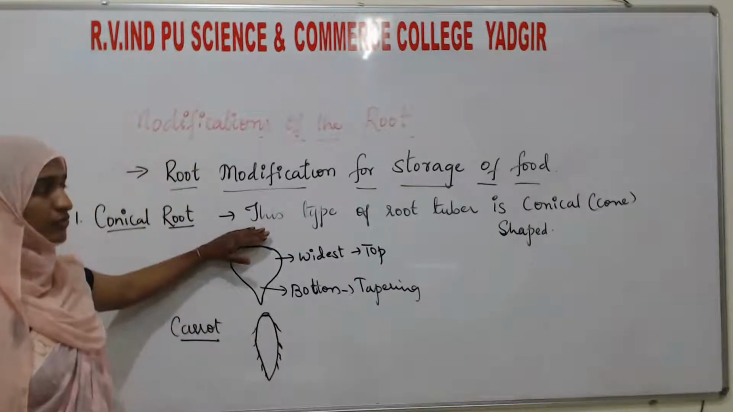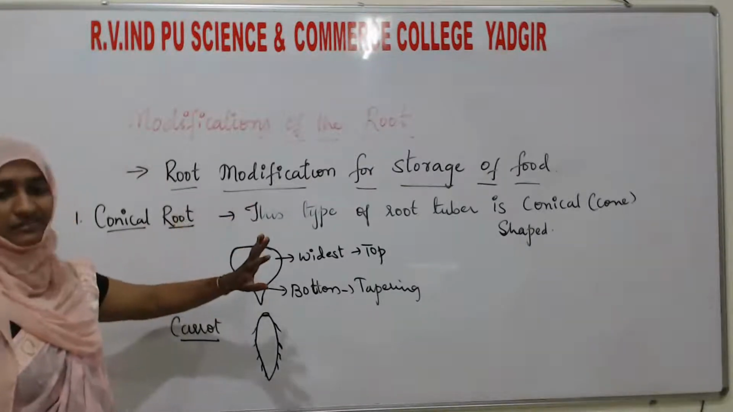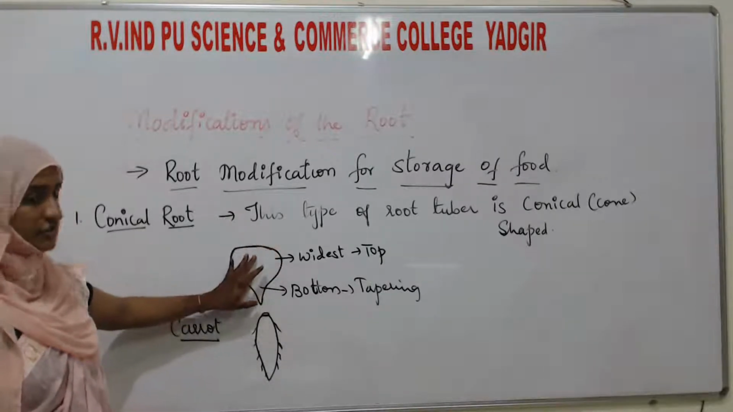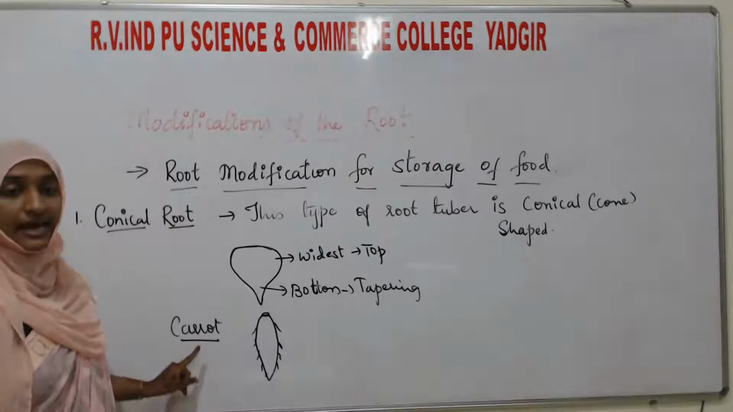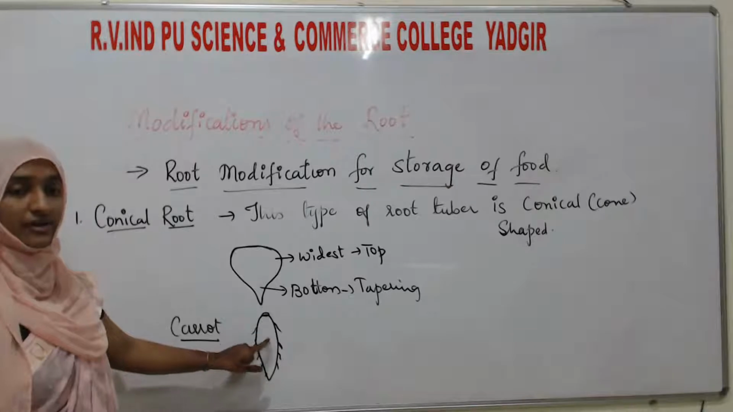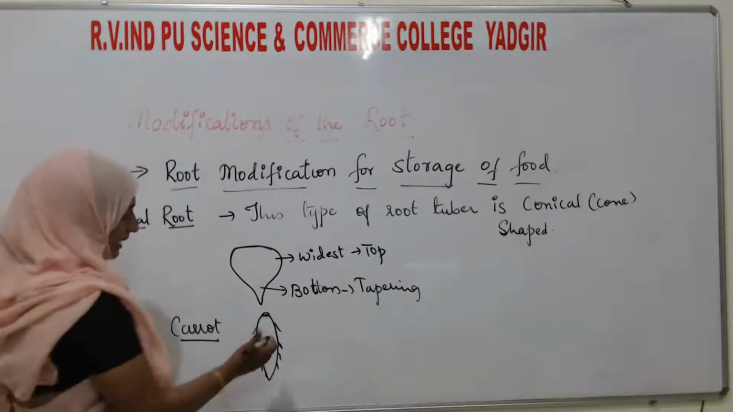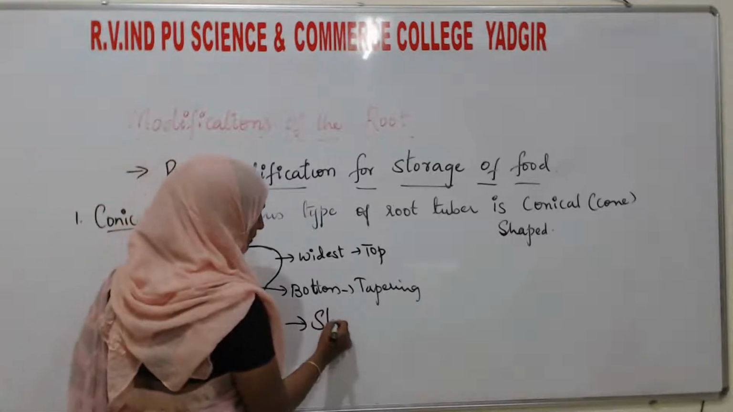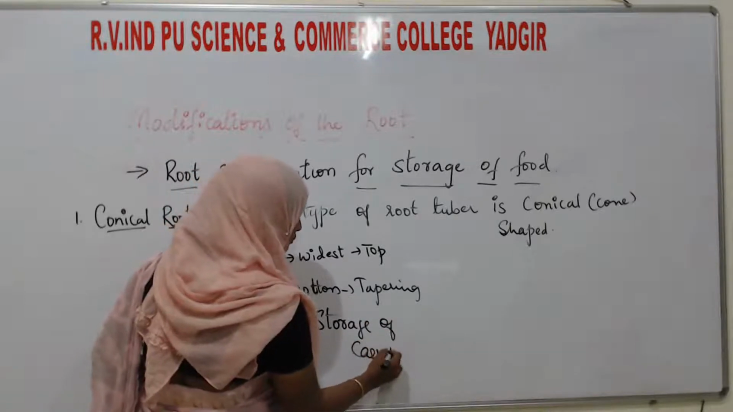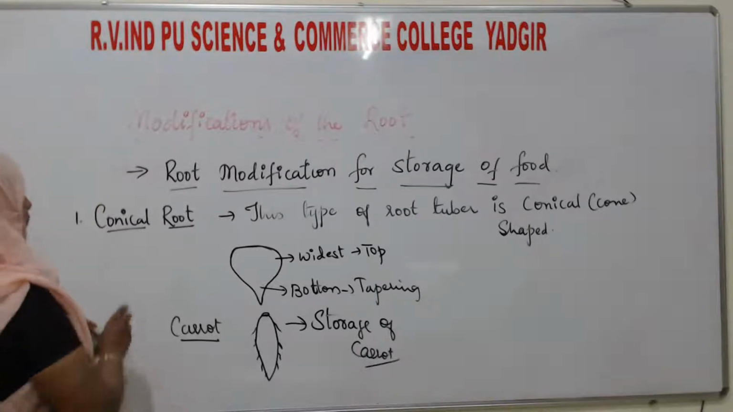This type of root tuber is called conical. Why are we calling it the conical root? Due to its shape, that is, a conical shape. Here one example is the carrot. Carrot is a modified root. Here the carrot is modified for the storage of food. The carrot is mainly meant for the storage of food, as you are going to consume it as food. The next example is the fusiform root.